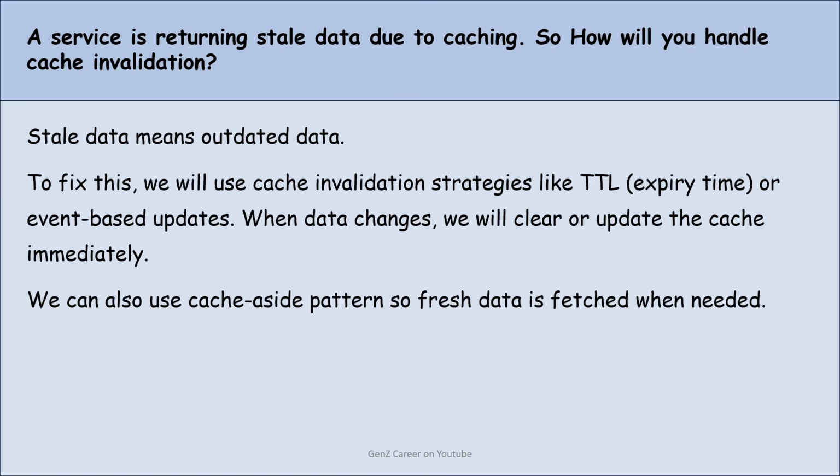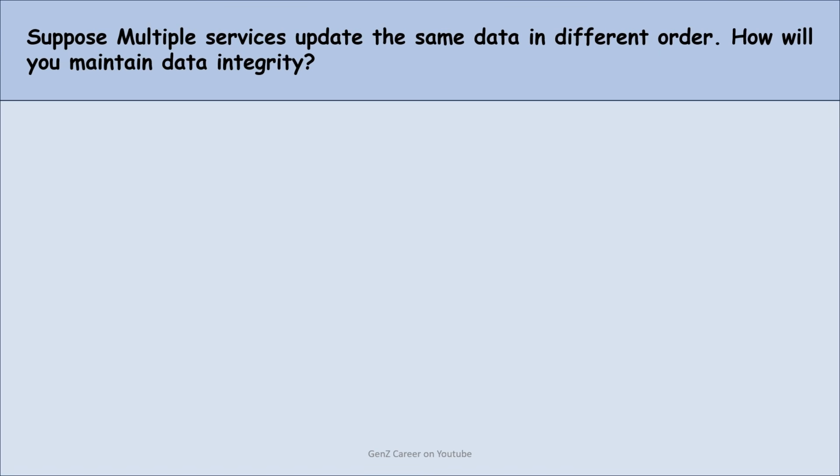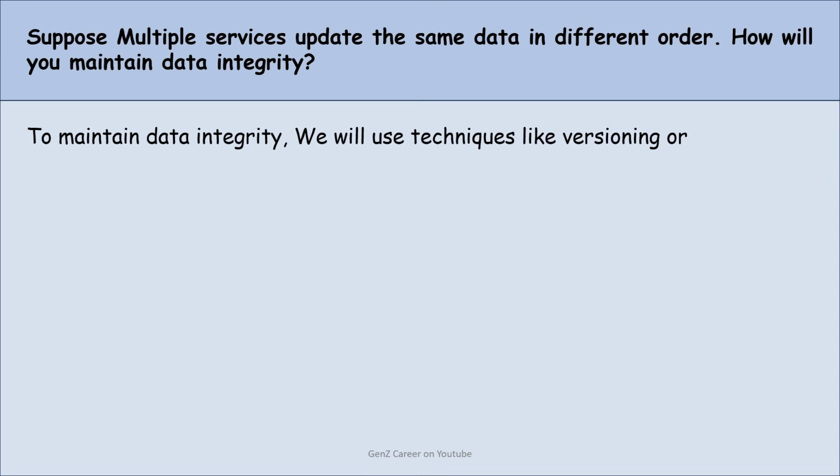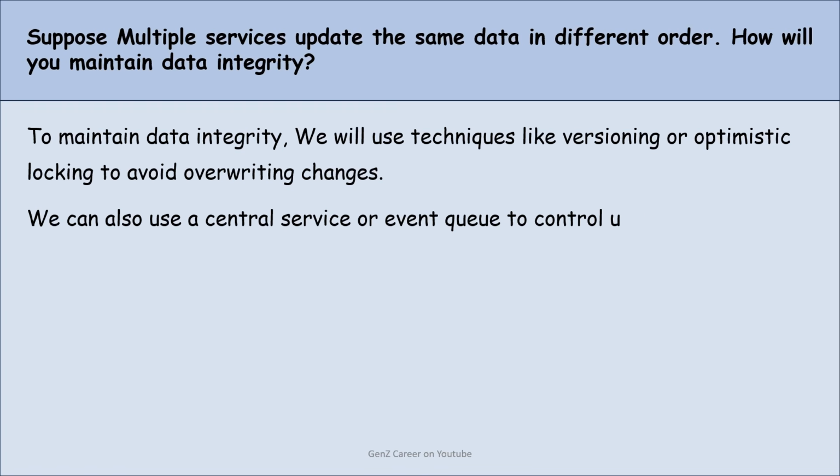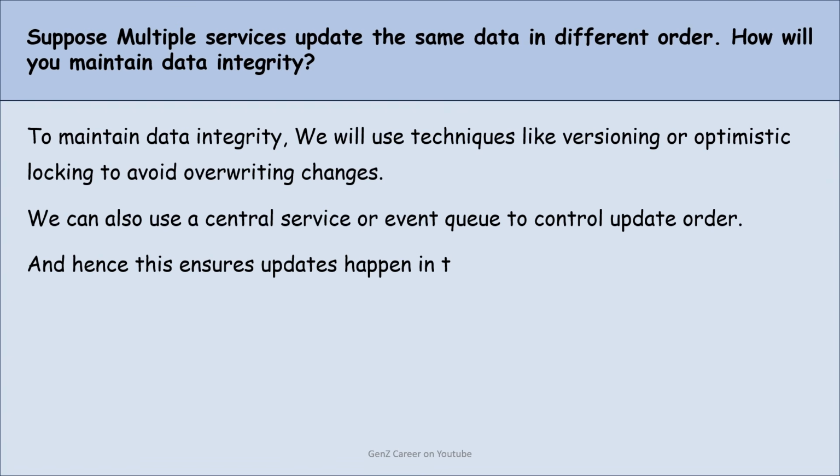We can also use cache aside patterns so the fresh data is fetched when needed. Okay, next question is, suppose multiple services update the same data in different orders. So how will you maintain the data integrity? So the answer is, to maintain the data integrity, we will use techniques like versioning or optimistic locking to avoid overwriting changes. Are you getting my point? We can also use a central service or event queue to control update order. Hence this ensures updates happen in the correct sequence and no data is lost.